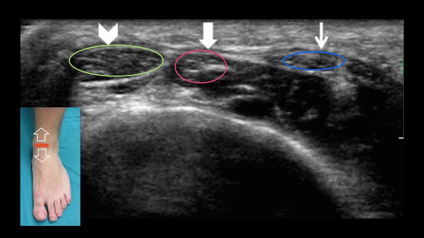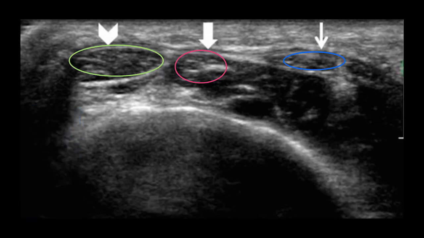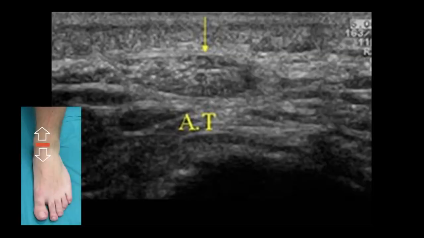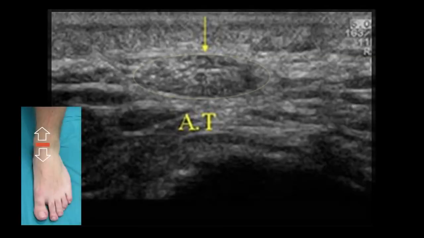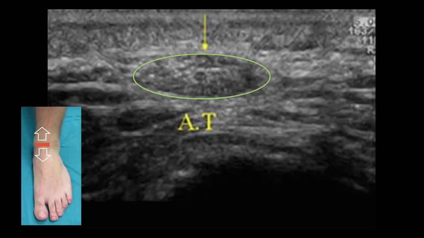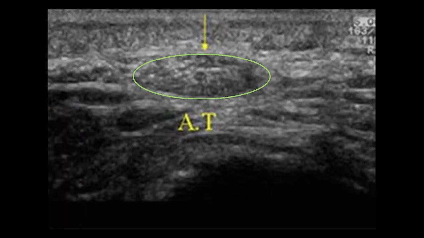There you can see that there is a curved hyperechoic line deep to these structures, which represents the cortical bone of the anterior aspect of the distal tibial epiphysis. Here you can see the anterior tibial tendon in the axial view at the level of the ankle joint. It is normal, echogenic, and fibular in nature without any signs of effusion around the tendon.